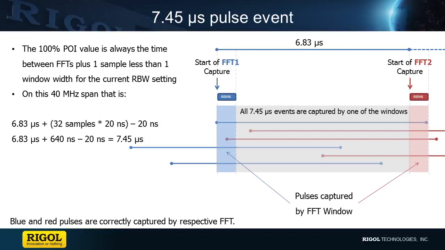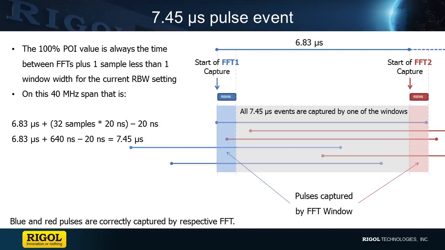You can see that visually in the first blue pulse event line. That shows the pulse event starting right when the FFT1 begins capturing, so it's accurately measured in FFT1. And it stops just short of the end of FFT2. So that's the minimum event. Any shorter than this, and it could fall in between and miss both FFTs accurately. And any longer than this will always be measured accurately by at least one of the FFTs.